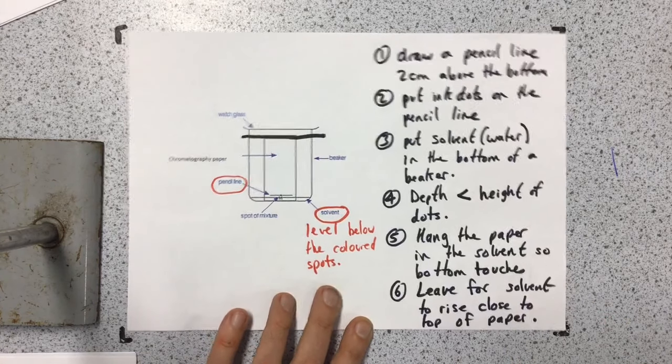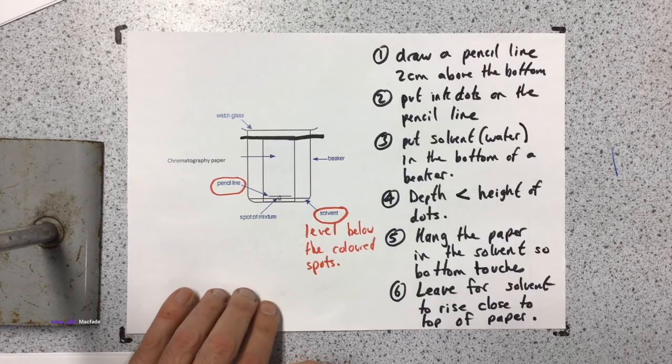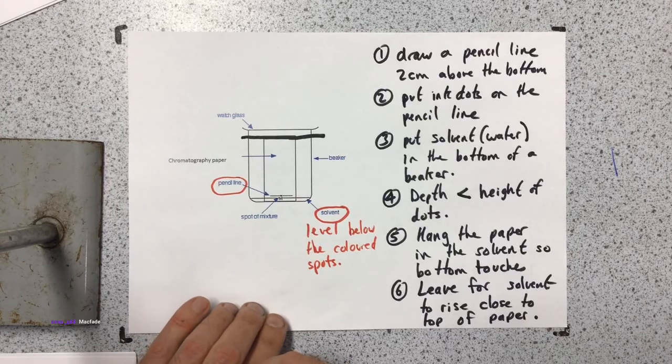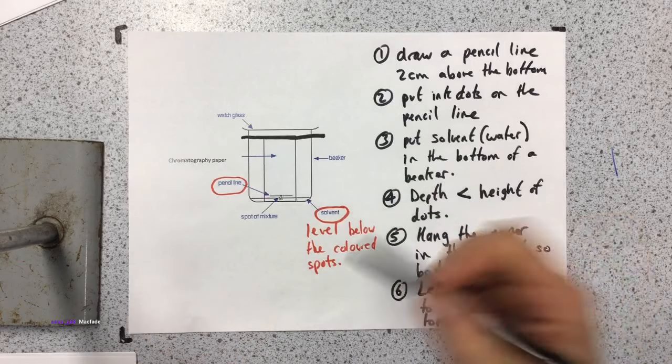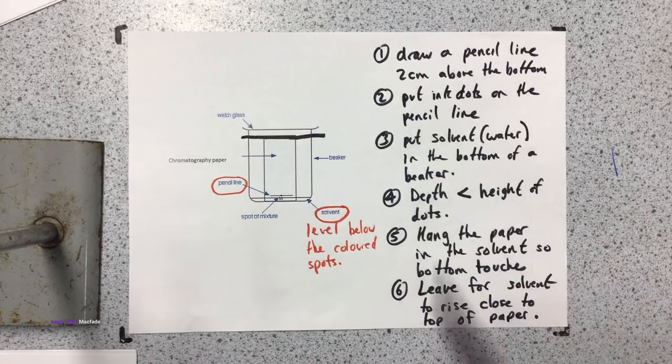Okay, that is the main 6 points about how to carry out the practical. There you can add a couple of extra points in a second, explaining what you would then do. Okay, so just to make sure you know those 6 points.